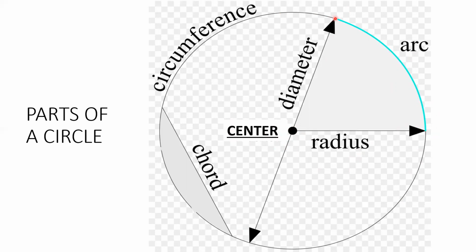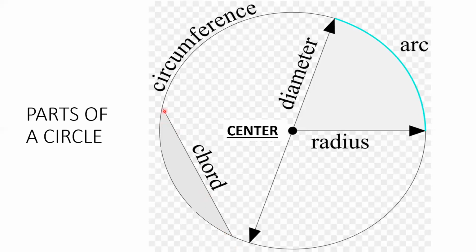Next is diameter. Diameter is a line that touches the circle at 2 points and passes through the center of the circle. Circumference: the boundary of the circle is called the circumference of the circle. Next is chord. Any line that touches the circle at 2 different points is called a chord.